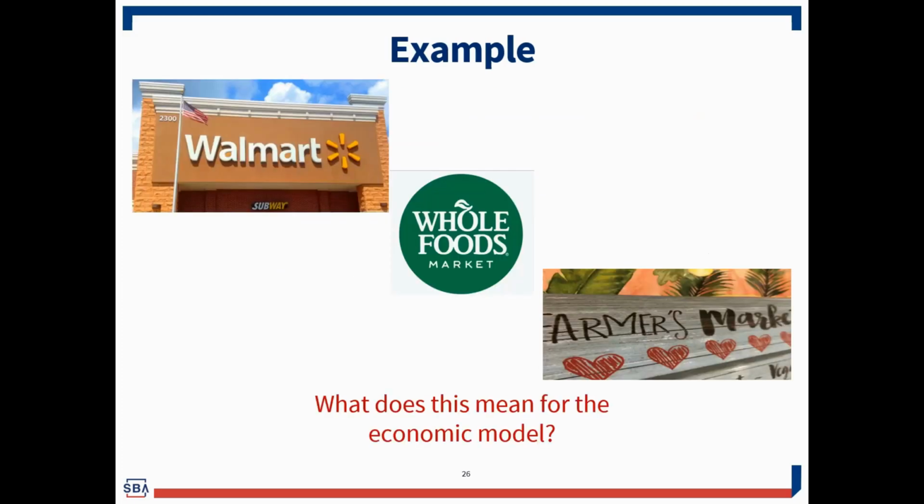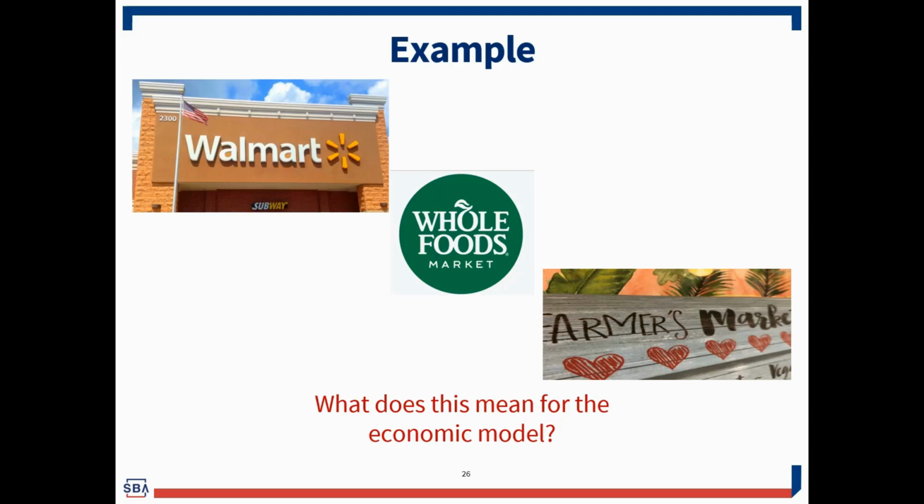Here's an example. This example is meant to show the difference between a high volume retailer with lower margins. In this example, we're using Walmart. A high volume retailer with higher margins, less sales. In this example, we're using Whole Foods Market. And an independent retailer like yourself at a farmer's market where you have the least amount of volume, but you might have the highest margin potential.